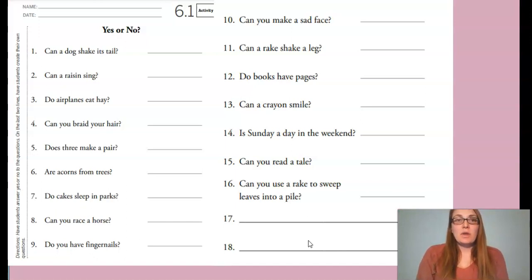Okay, 6.1 activity page for today. It says yes or no. So there's a series of 16 questions for you to read on your own and answer either yes or no. So for example, number 1, can a dog shake its tail? And if you notice, shake and tail have the long A sounds, whereas can has a short A sound. So all of the questions are going to practice the letter sounds and spellings that we've been working on so far. So simply read the question, answer it with a yes or no. For 17 and 18, there's a space for you to ask and write down your own question.